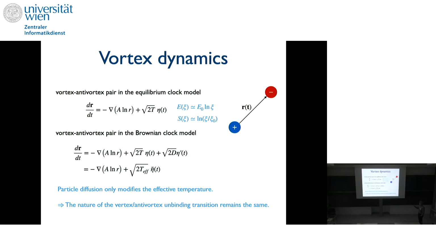But now we add particle diffusion. Particle diffusion means that the vortex core has additional fluctuation, but it must be diffusive also. So particle diffusion should introduce another thermal noise, uncorrelated thermal noise, because I just consider random diffusive motion of particles. So this particle diffusion just introduces this additional thermal noise, so it just renormalizes. If you just rescale the temperature scale, then nothing changes. So this is the reason why I have the same phase transition for the vortex and anti-vortex combining transition.